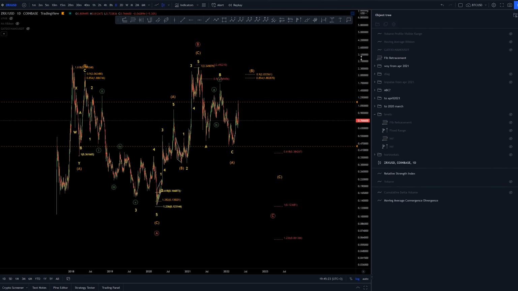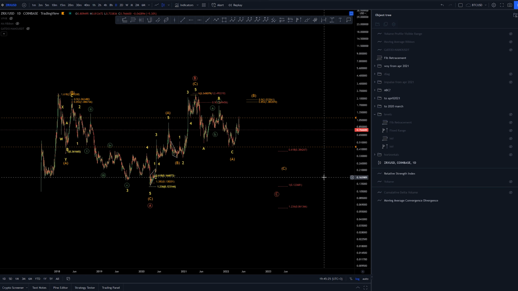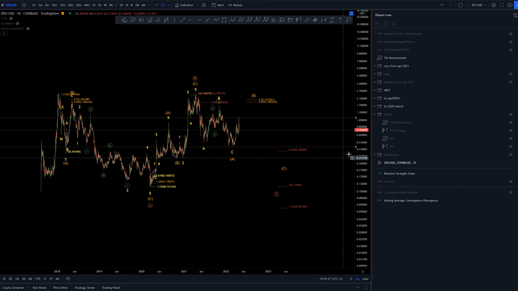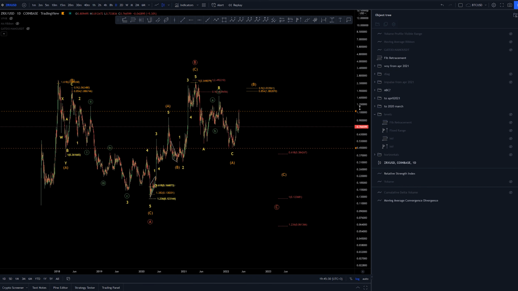But yeah, those are the basic outlooks I got on ZRX. I have no idea how to say that or pronounce it, but that's what I'm going with.